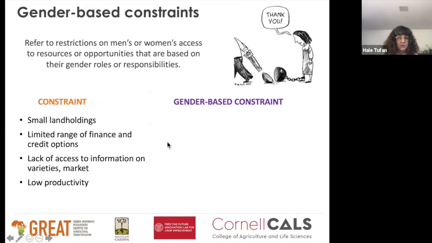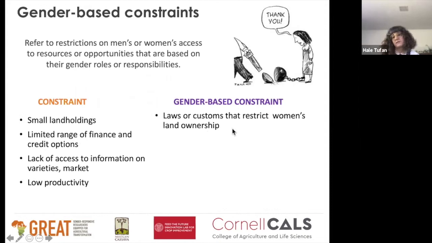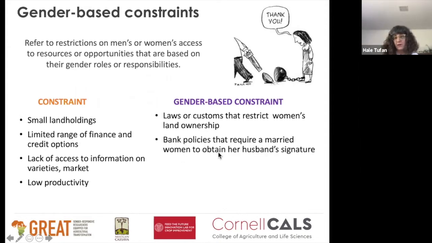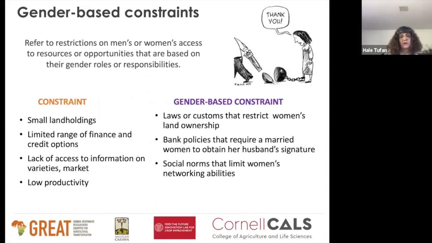But if you look at gender-based constraints specifically, there may be laws or customs that specifically restrict women's land ownership. You may have bank policies that require married women to claim their husband's signatures. And I recently learned that this was true until 1996 in Australia, for example. So these are very pervasive. And social norms that limit women's networking abilities to even access information.